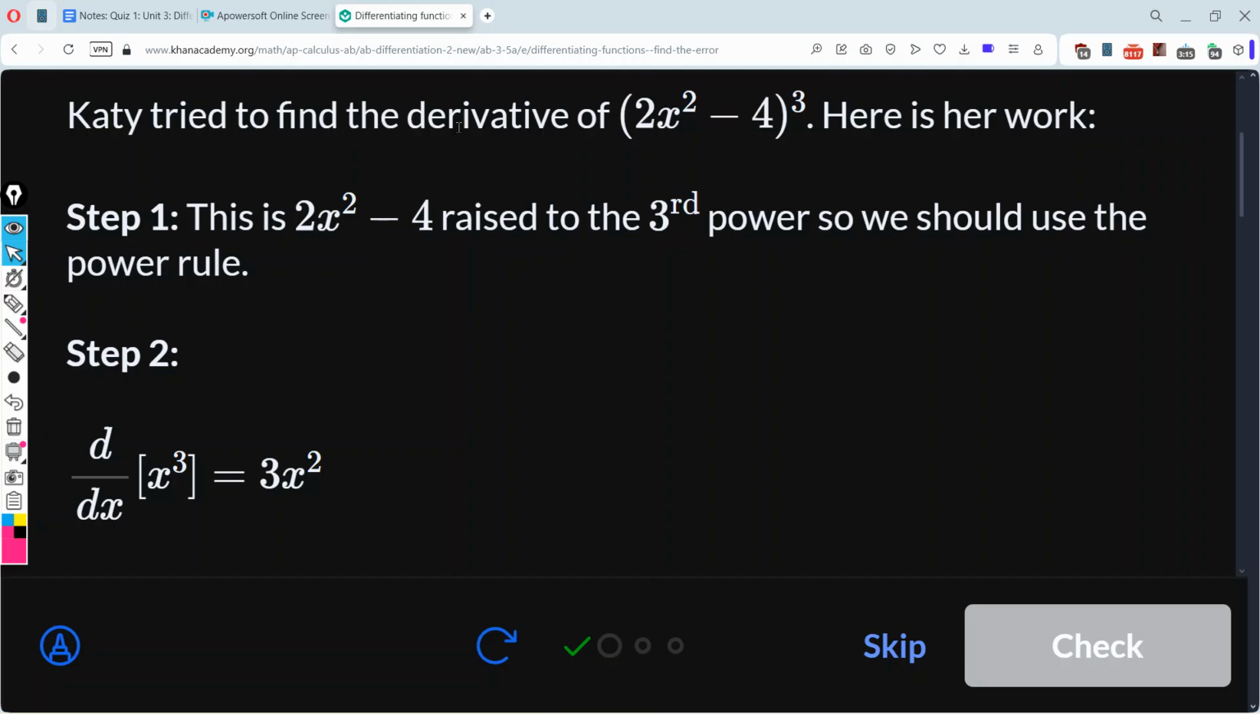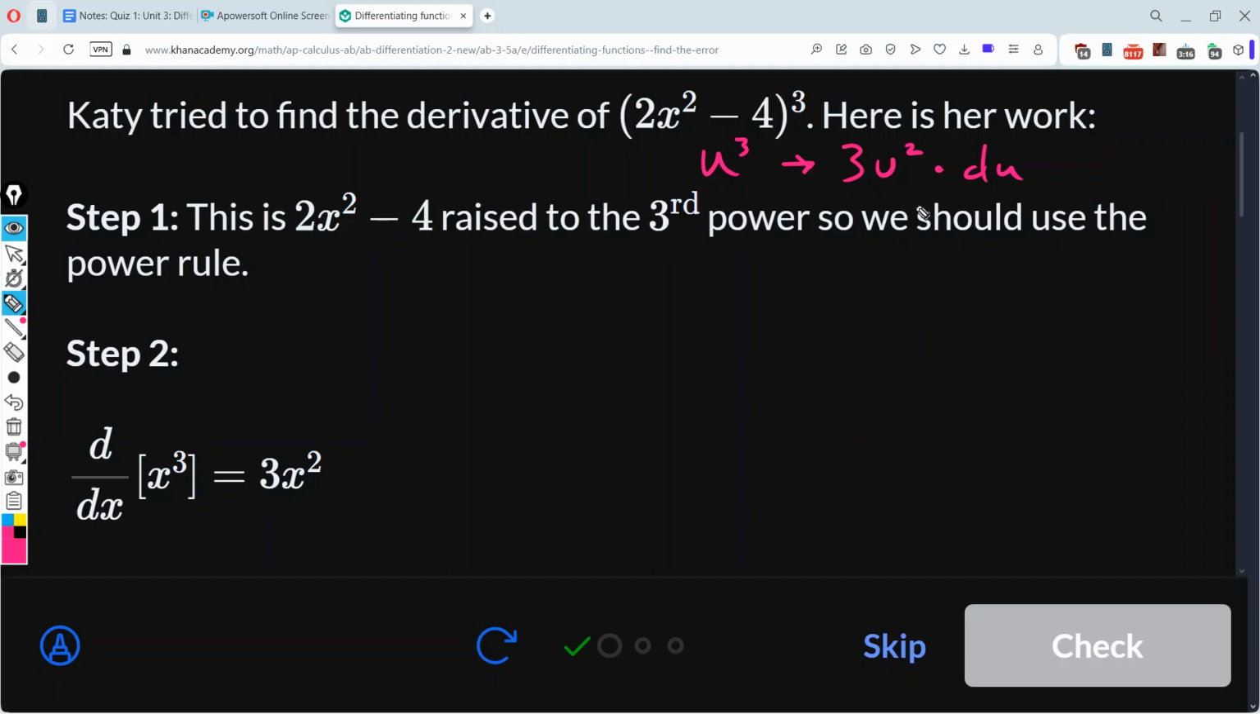All right, Kaddy tried to find the derivative of 2x squared minus 4, to the third. Here is her work. Step one, 2x squared minus 4 raised to the third power, so we should use the power rule. All right, this is actually a little bit tricky wording in step one, and I'll show you. This here is basically an algebra expression, u to the third. Okay, and when you take the derivative of that, that's going to be 3u squared times the derivative of u.